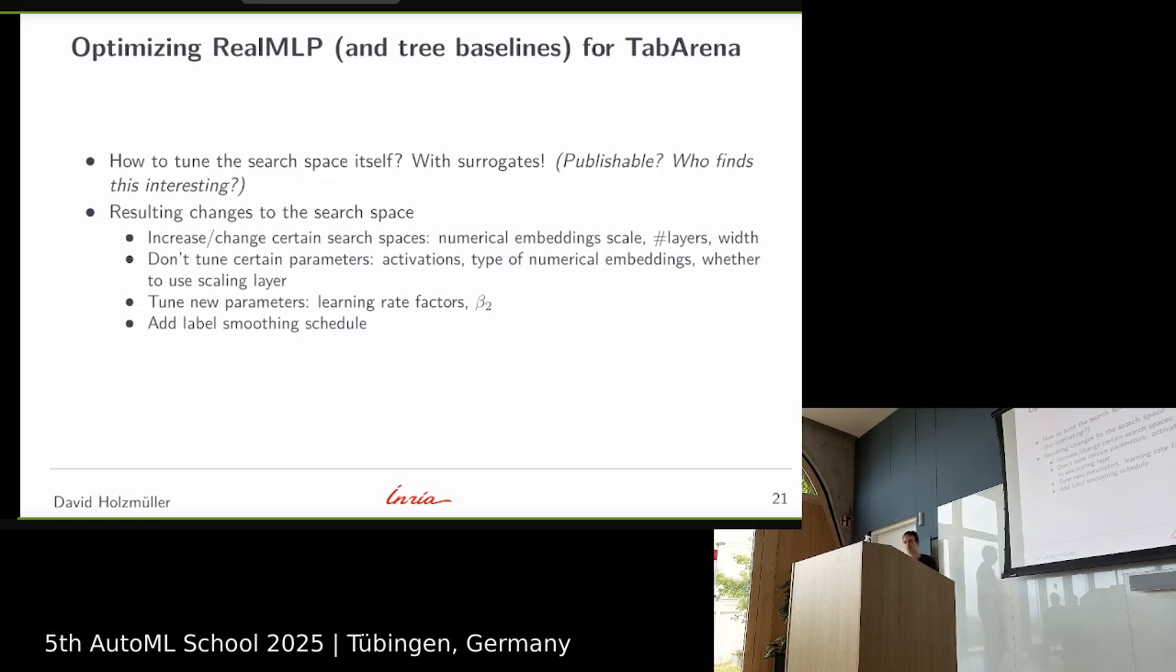I would have thought, yeah, it gives me a lot of diversity, why not tune it? But maybe not. Or the type of numerical embeddings and so on. I also added a few parameters to the tuning scheme, and I added a trick that I found earlier, which is to add a label smoothing schedule, but I won't go into detail there.